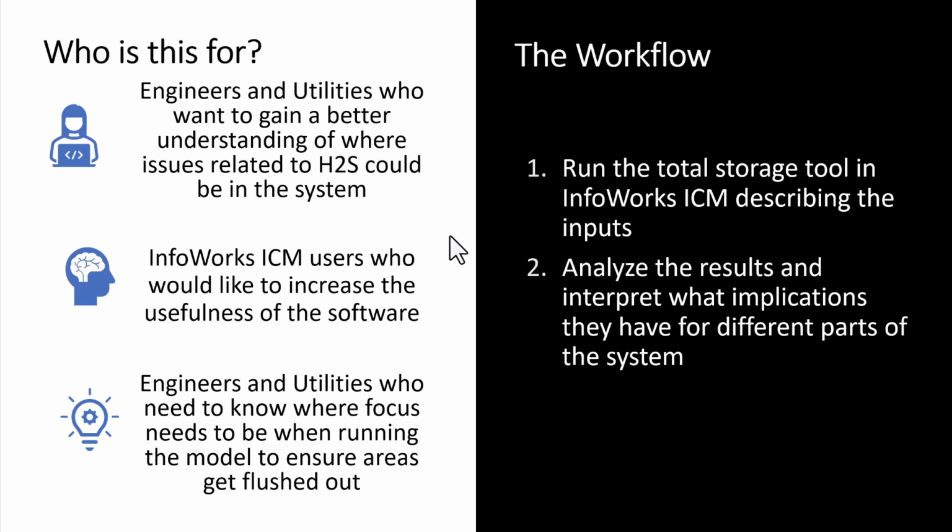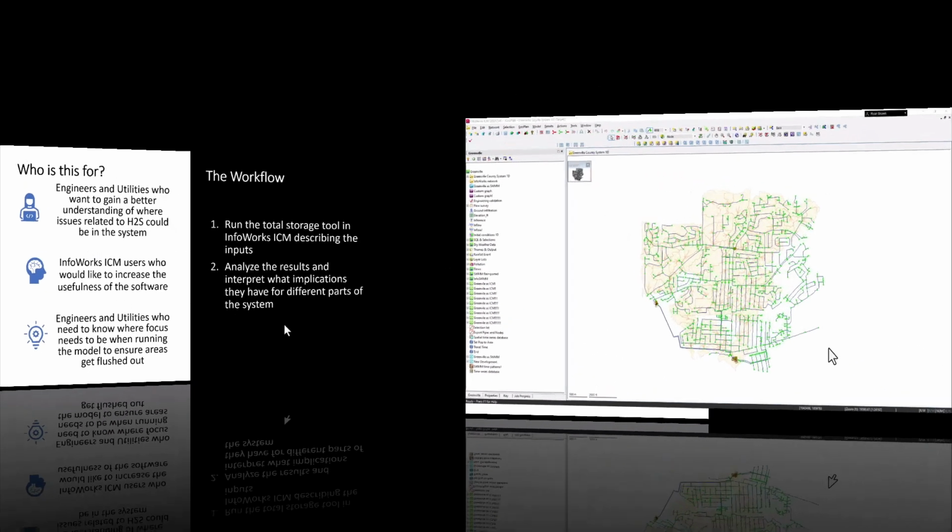The workflow here is going to be running the total storage tool in InfoWorks and describing some of the inputs and what we're looking at, and then finally pulling up the results. It comes up in a graphical format. We also get some text feedback as well, so we're going to interpret what those different pieces mean and how we can use them.